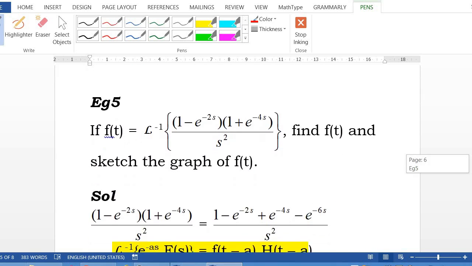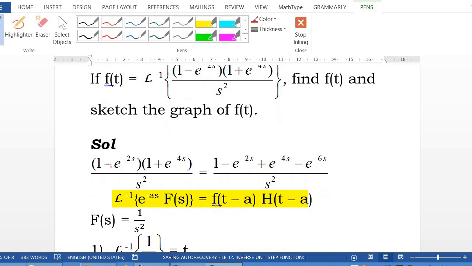So, example 5. If f(t) equals the inverse Laplace of this function, find f(t) and sketch the graph of f(t). So first of all, we expand the F(s). Expand it. So you have 1.